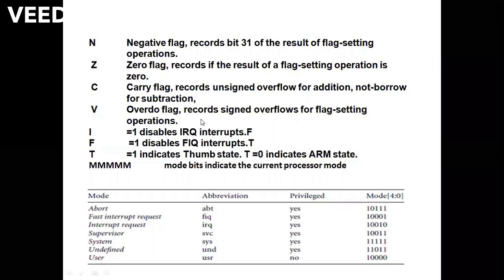Abort mode. Yes, please go ahead. Fast interrupt request mode. Very good. Interrupt request mode. Yes. Supervisor mode. Very good. System mode. User mode and undefined mode.